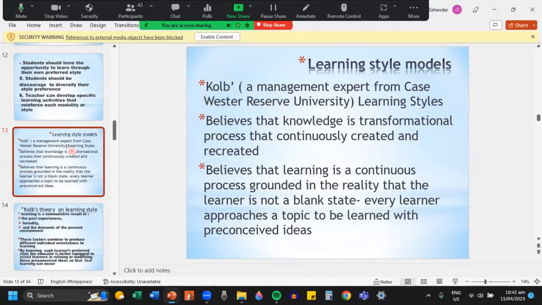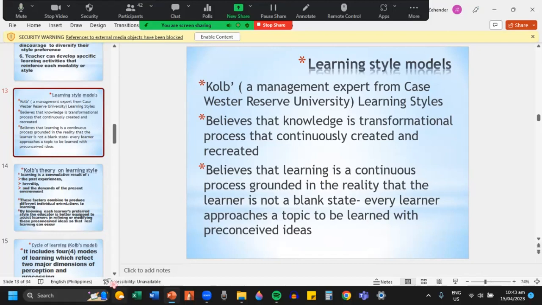It's dynamic. In addition, he also believed that learning is a continuous process grounded in the reality that the learner is not a blank state. Instead, every learner has some ideas already. Meron na silang mga built-in strategies or approaches on how to learn. So, another phrase for this one is preconceived ideas. Meron na silang idea, or meron na silang basic understanding or guess on what they're about to learn.